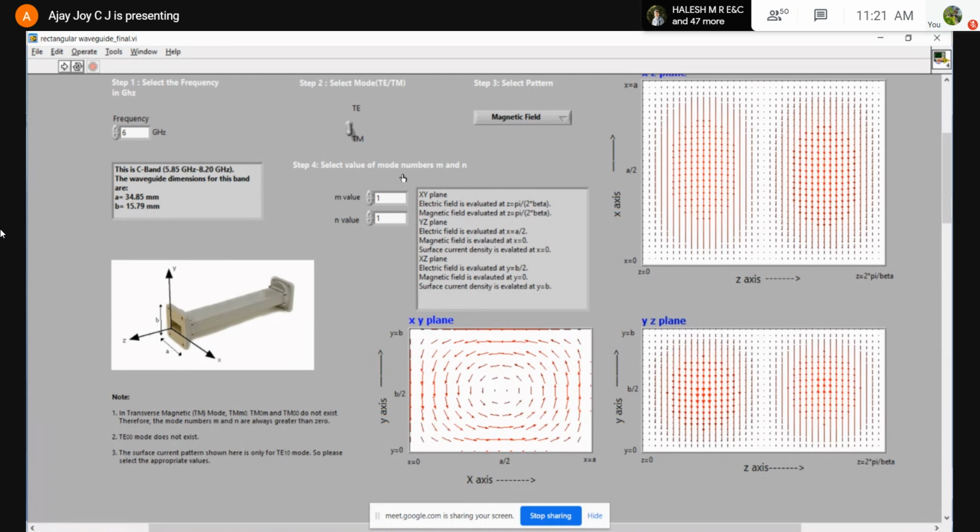1-0. 1-0, we can see that the magnetic field pattern does not have 0-1.